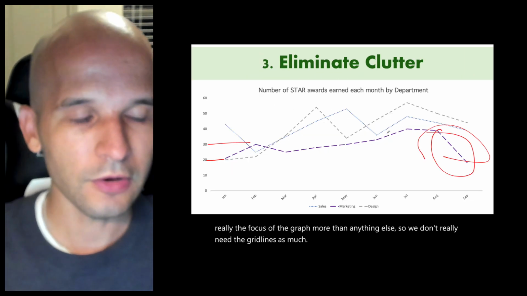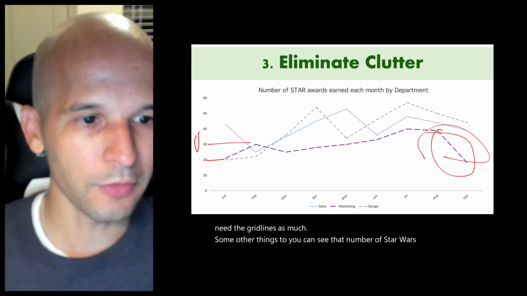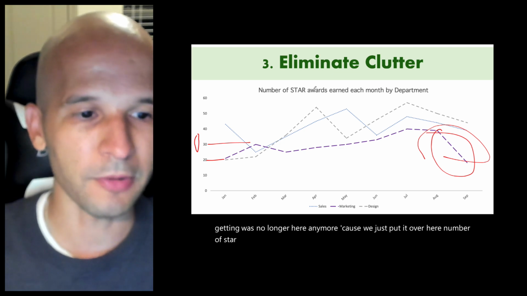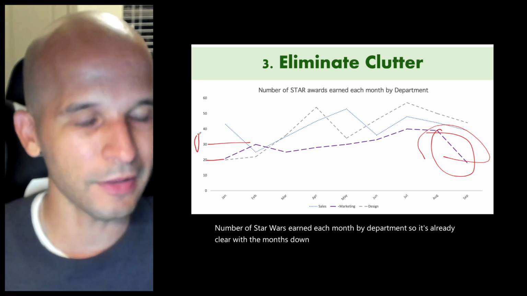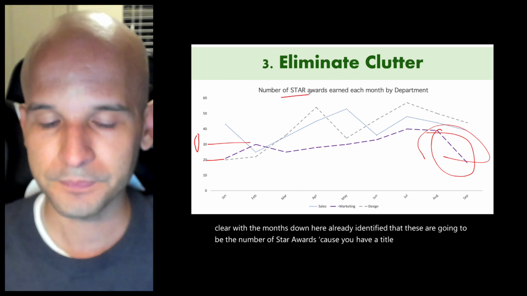Some other things too. You can see that number of Star Wars is no longer here anymore because we just put it over here: number of Star Wars earned each month by department. So it's already clear with the months down here already identified that these are going to be the number of Star Wars, because you have a title here to suggest that.